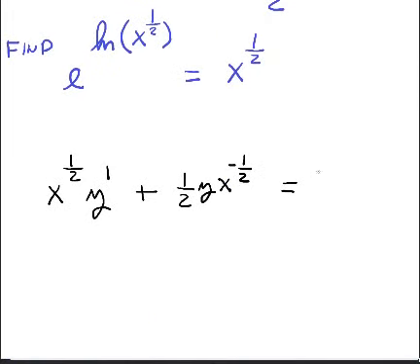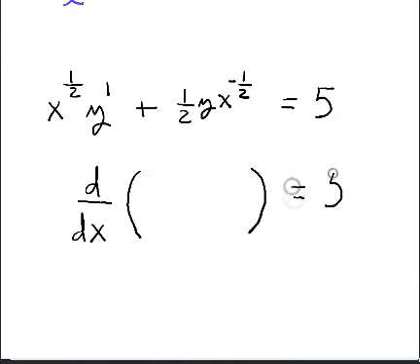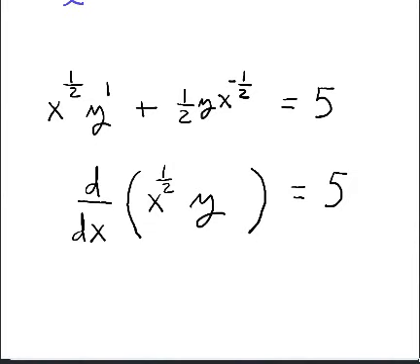Now the reason this works is the following. The left-hand side of this equation is the derivative with respect to x of, by the product rule, x to the 1/2 times y. You may remember the product rule from calculus. Let's confirm that this is in fact correct.